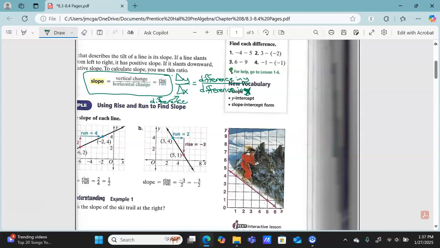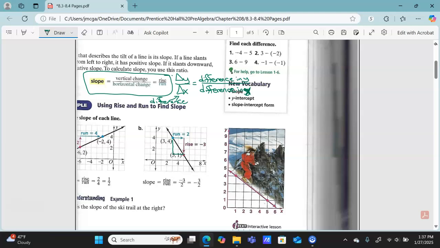On this one, to get from here down to here, I would go down 3, 1, 2, 3, and then to the right 4. So one thing I want you to notice is that the run part is always to the right. The rise part may be up or down. If it's up, it's a positive slope. If it's down, it's a negative slope.